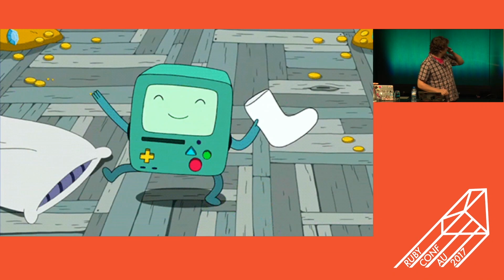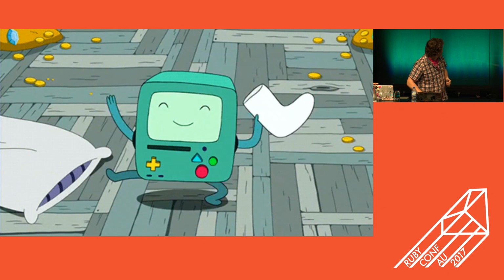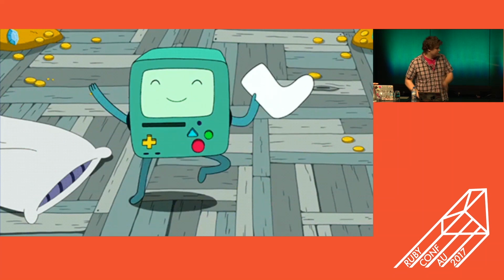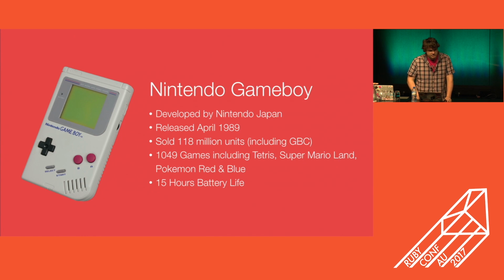So this is the Game Boy here, which, oh, that's meant to be a GIF. Oh, was it showing it? There you go. So this is Game Boy. Actually, no, it's not. This is BMO from a show called Adventure Time. But this is the Game Boy here. It was made by Nintendo in Japan in 1989. It went on to sell 118 million units. Those figures do include the later models, such as the Game Boy Color. It had over 1,000 games, including Tetris, Super Mario Land, Pokemon Red and Blue. And it had a 15-hour battery life, which was pretty huge for when this was released. Other competitive devices would only last for about 8 hours or so.